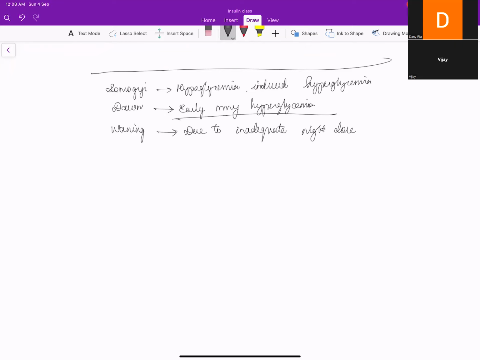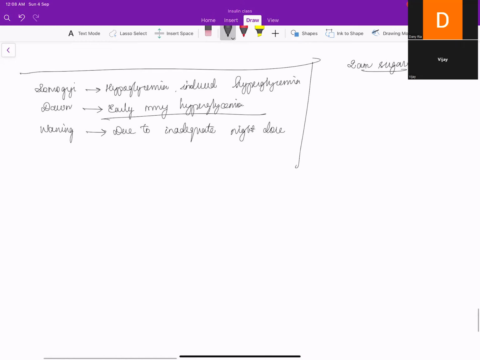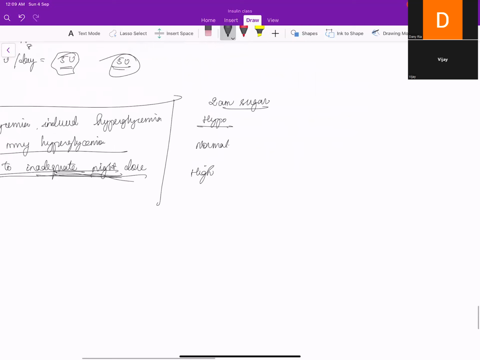How will you differentiate these three? Check the midnight and 2 a.m. sugars. Somogyi is hypoglycemia-induced hyperglycemia, so 2 a.m. sugars will show hypoglycemia. Dawn phenomenon is just an early morning hyperglycemia due to morning surge of hormones, so 2 a.m. sugars will be normal. Waning phenomenon is morning hyperglycemia due to inadequate night dose of insulin, so 2 a.m. sugars will be high. How will you treat each?